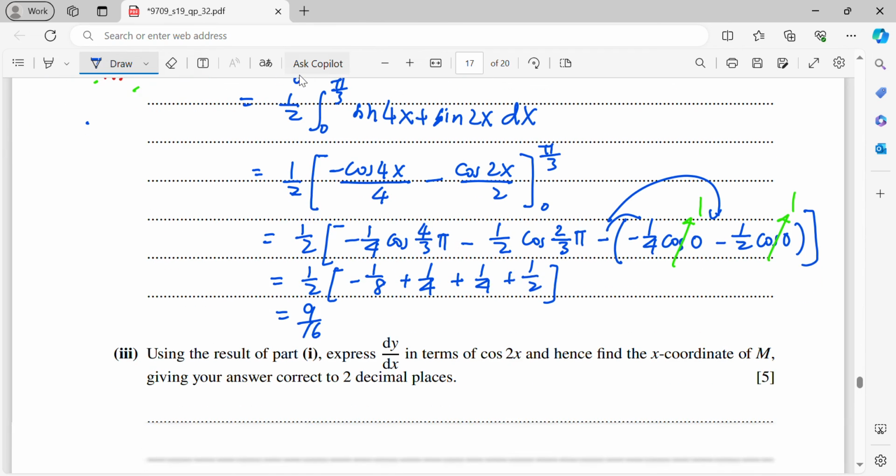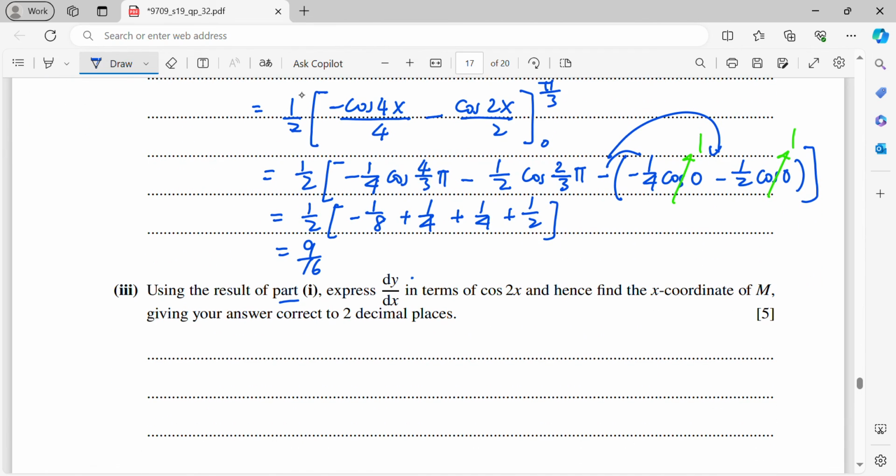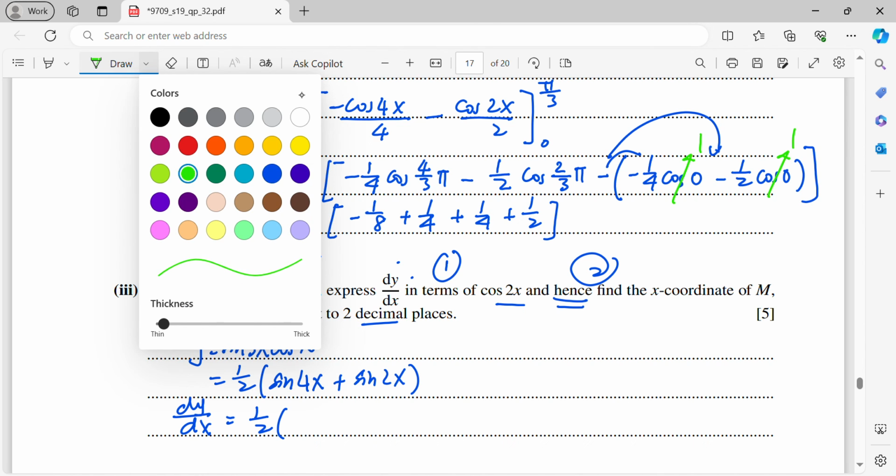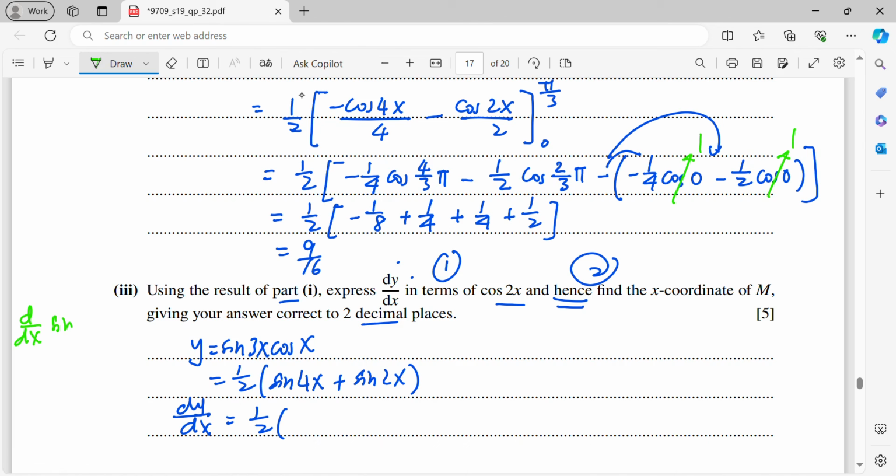Okay, part 3. Using the result of part 1, express dy dx in terms of cos 2x and hence, this is the first part, hence find the x coordinate of the M correct to 2 decimal places. So now my y is sine 3x cos x. It is half of sine 4x plus sine 2x. And now we need to get dy dx. So dy over dx, keep the half. When differentiate sine mx plus b.